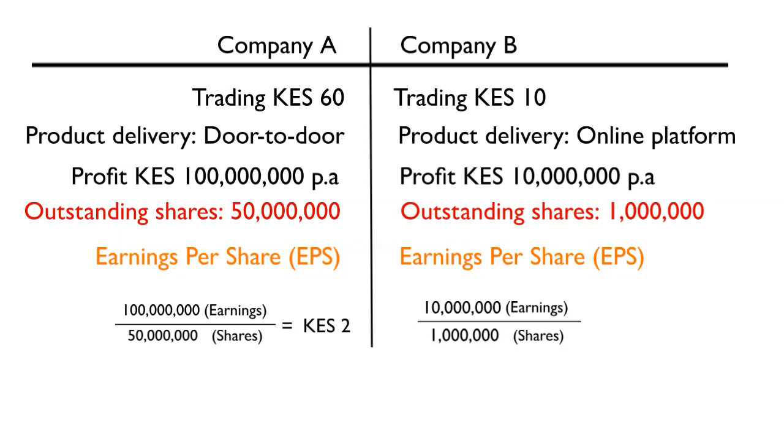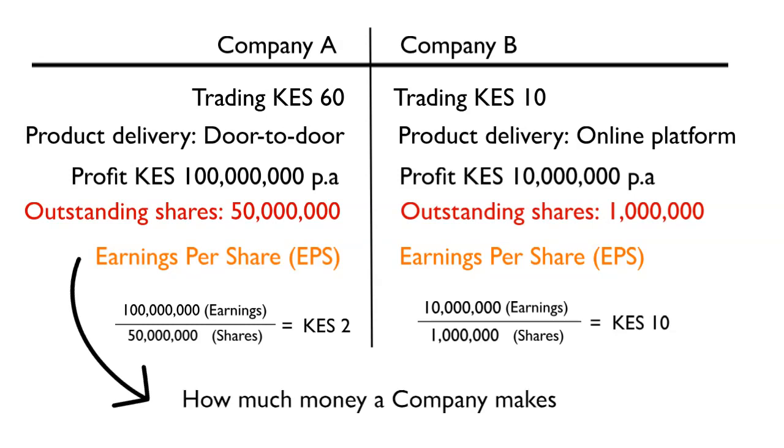At a glance, we can now compare the company's profitability. As stated, the earnings per share indicates how much money a company makes per stock. We can note that although Company A reported a higher profit, Company B has a higher earnings per share. However, it's not enough to stop at the EPS.